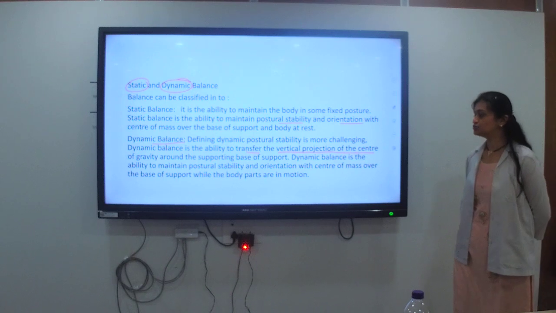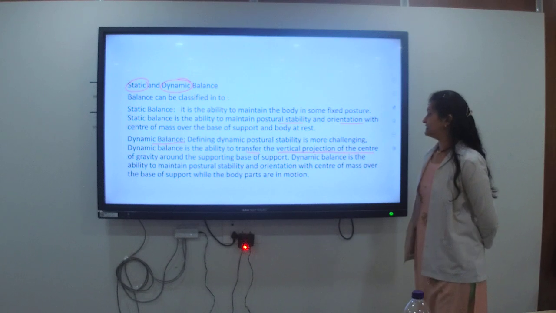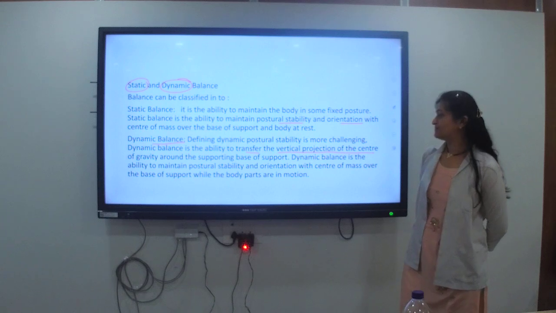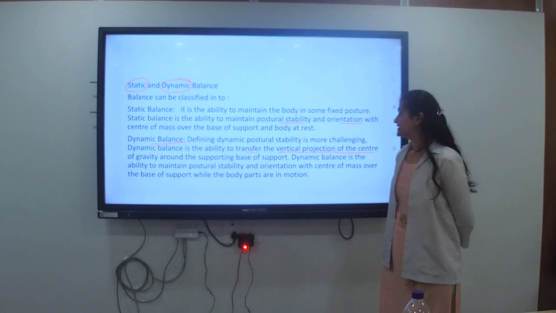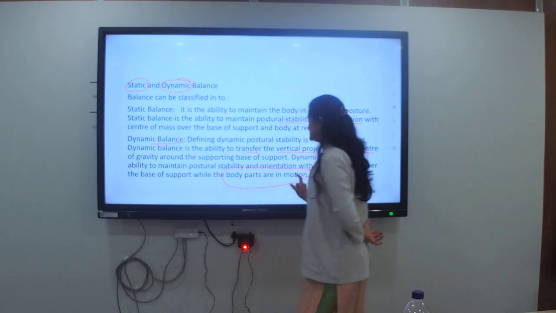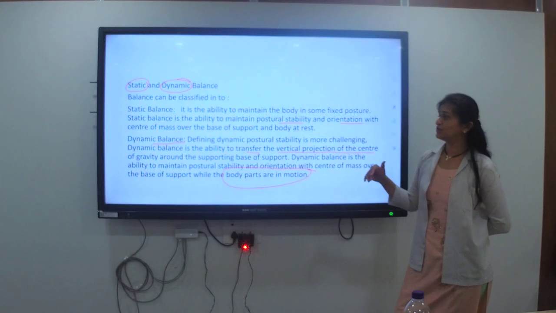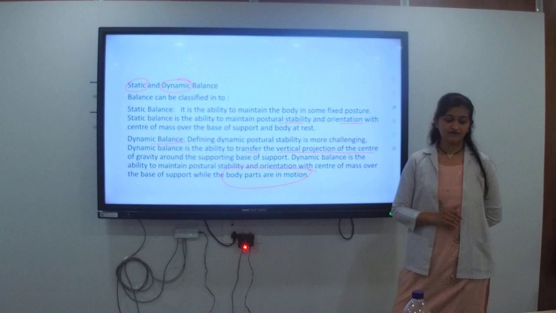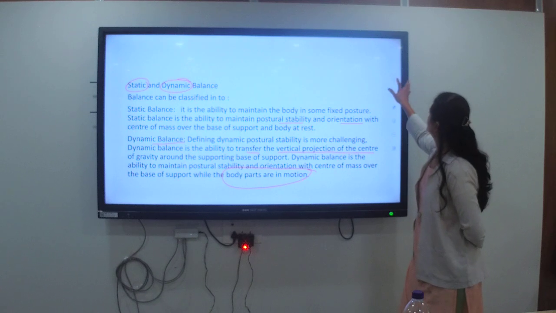It is the ability to maintain postural stability and orientation with the center of mass over the base of support while the body parts are in motion. So this is very important, when the body parts are in motion. So this is the classification of balance.